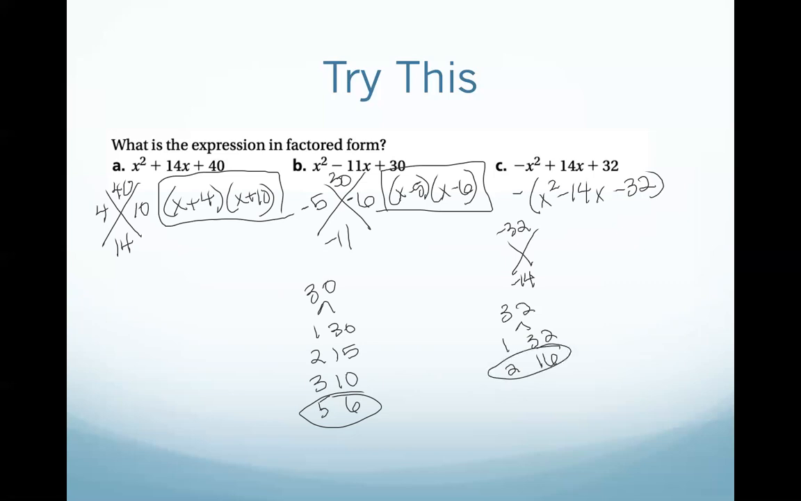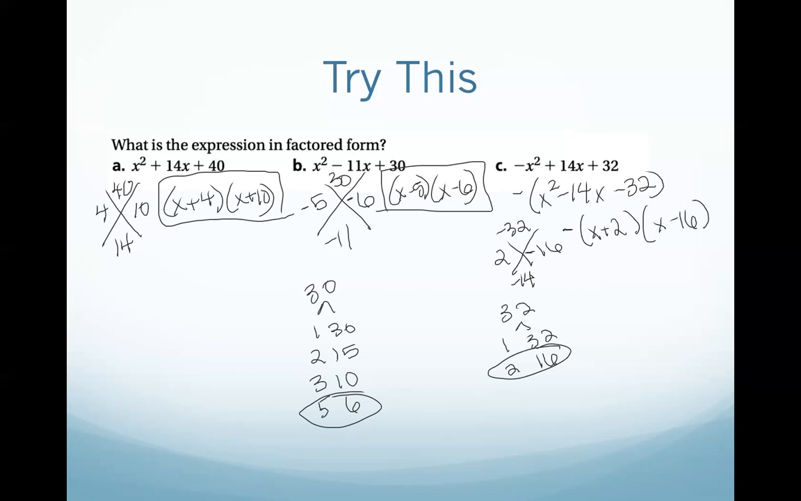That has the right difference. So that's 2 and 16. They add to a negative 14, so the bigger one has to be negative. Don't forget that negative in front. And then my two parentheses, x plus 2, x minus 16.